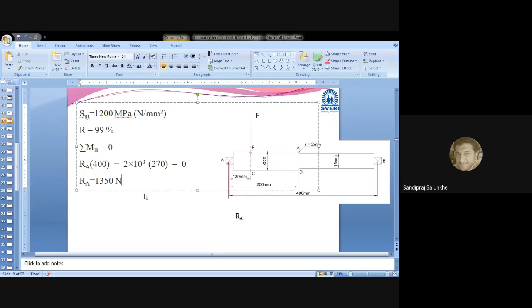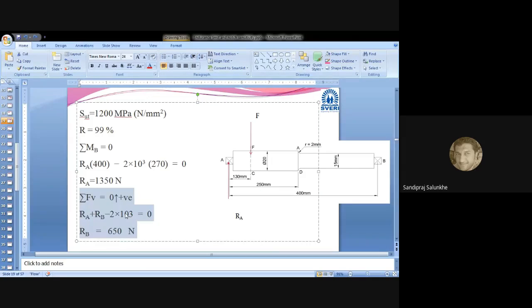So what RA have we got? What is the value of RB? Yes, sir, 1350 Newton. So it is 1350, the RA we have got. I was asking about RB. For that we'll take the summation of all vertical forces equal to 0.